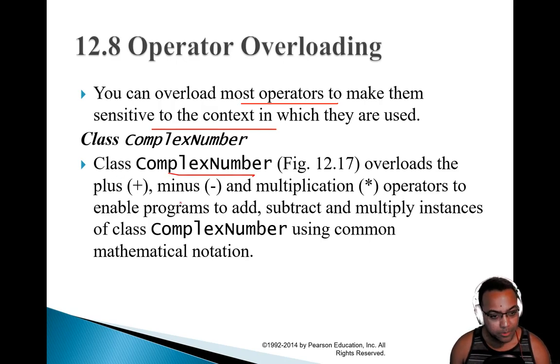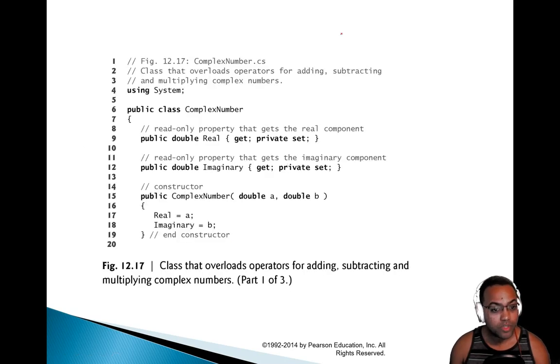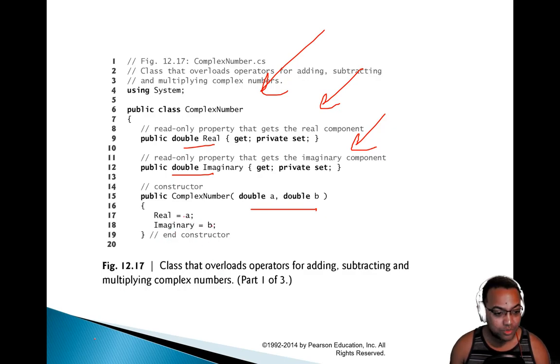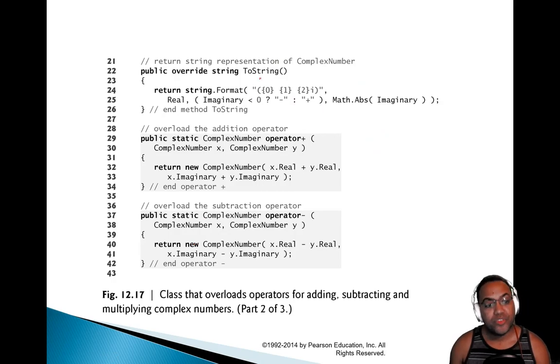You can overload most operators to make them sensitive to the context in which they are used. Class complex number overloads the plus, minus, and multiplication operators to enable programs to add, subtract, and multiply instances of class complex number using common mathematical notation. So, complex number wants a real number as a property, an imaginary number as a property, and it uses a constructor to get them. So A is the real number, and B is the imaginary number, which is assigned to those properties. We then override the toString to give us a printout.